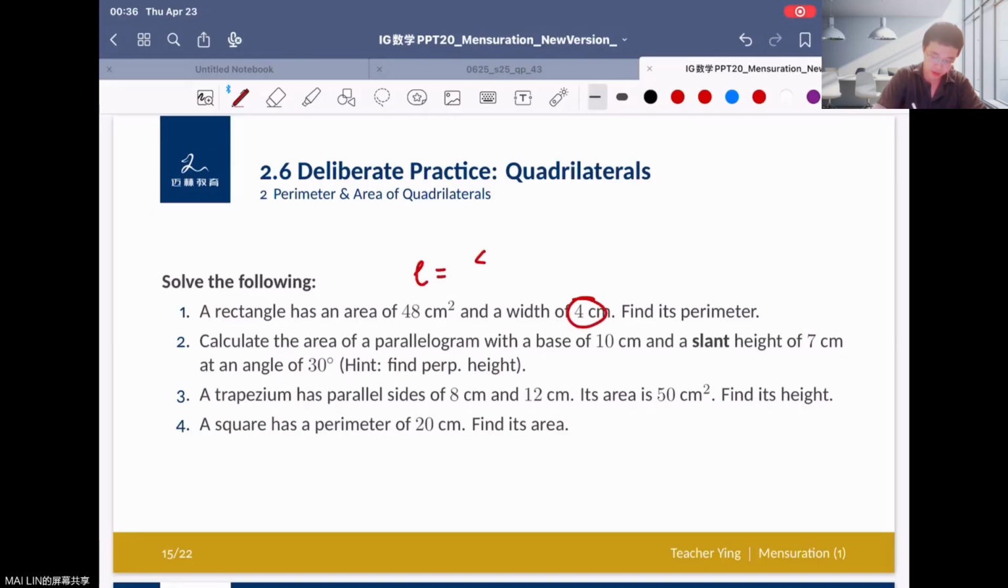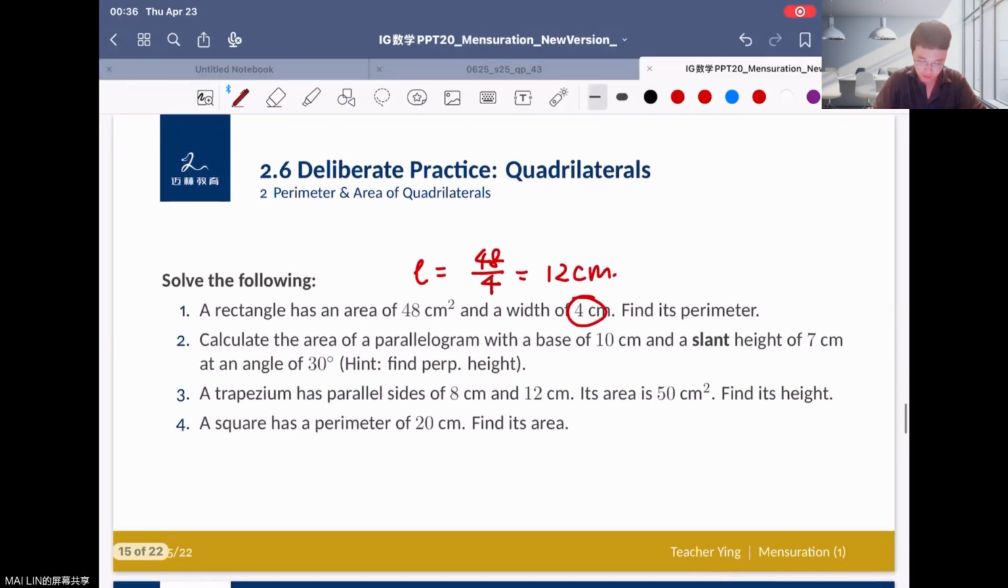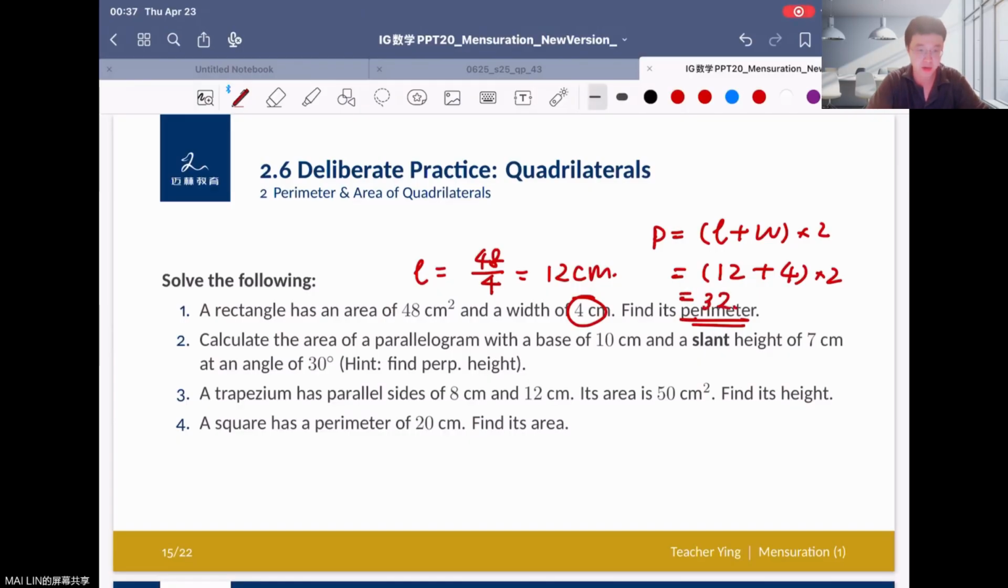So the length equals 48 over 4 equals 12 centimeters. And for the perimeter, we set perimeter equals (length plus width) times 2. So that equals (12 plus 4) times 2. 12 plus 4 equals 16, and 16 times 2 equals 32. That is the perimeter.